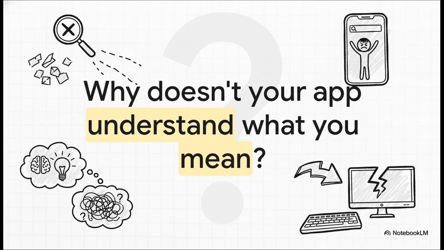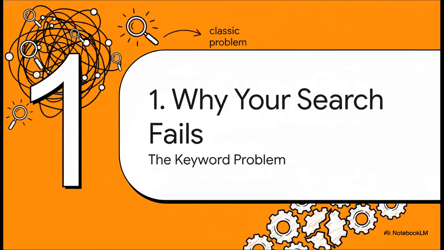Right? That's the core question. It's this super common, super annoying experience. You type in car, nothing. You try automobile, still nothing. Maybe vehicle, nope. It really feels like you and the app are just speaking two totally different languages. So what is actually going on here? What's broken?